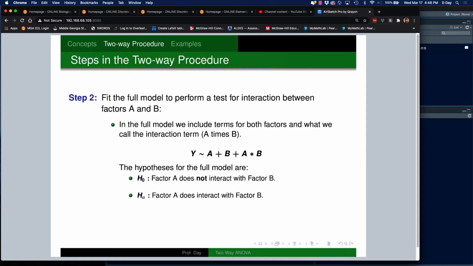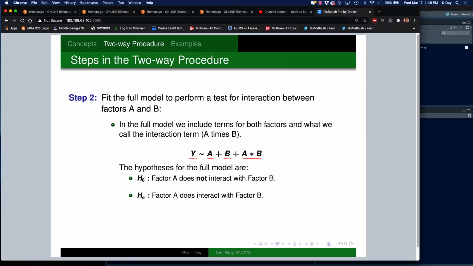Step two is we're going to fit the full model ANOVA, all right, for the interaction between factors A and B. In the full model, we include, again, our response, the term for factor A, whatever term for factor B we have in our data set, and then we take the term for factor A and multiply it times factor B at the end, so we have to put this little thing in our ANOVA function.